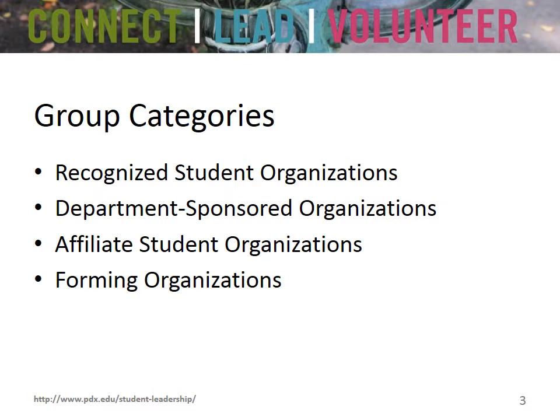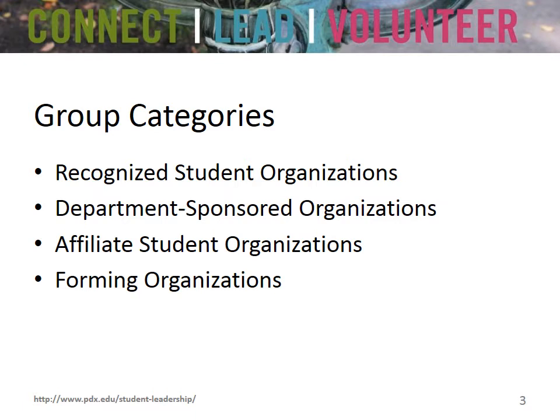A recognized student organization is a group of 5 or more eligible students who have formed around a defined mission or purpose. These organizations are completely student-led. A department-sponsored organization is a student organization that exists within and under the guidance of a PSU department. The sponsoring department is responsible for supporting the finances, administration, equipment, and risk management for the organization.